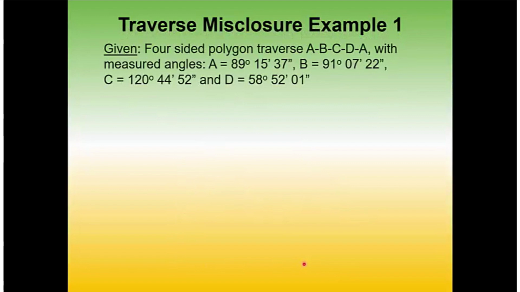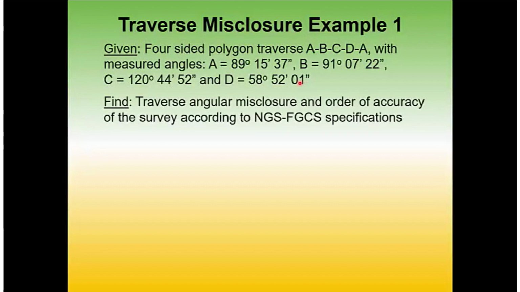Let's look at a 4-sided polygon traverse ABCDA with measured angles A equal 89 degrees 15 minutes 37 seconds, B equal 91 degrees 7 minutes and 22 seconds, C is equal to 120 degrees 44 minutes 52 seconds, and D is equal to 58 degrees 52 minutes and 01 seconds. In this particular problem, what we'd like to find is the traverse angular misclosure and order of accuracy of the survey according to NGS FGCS specifications.